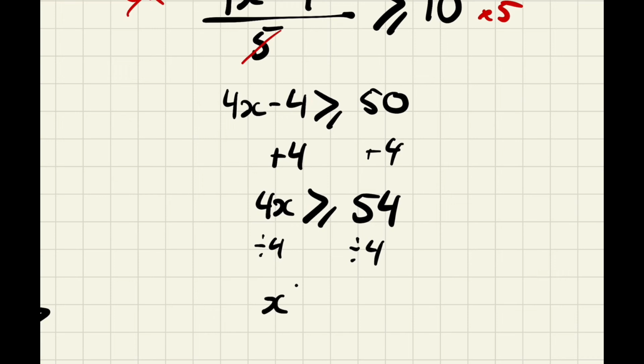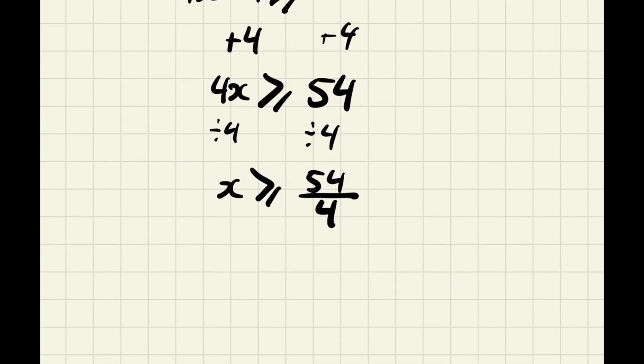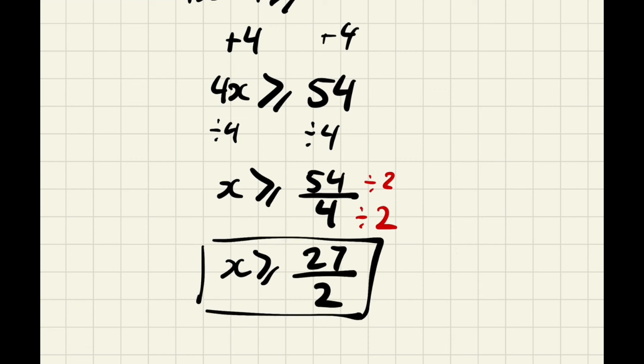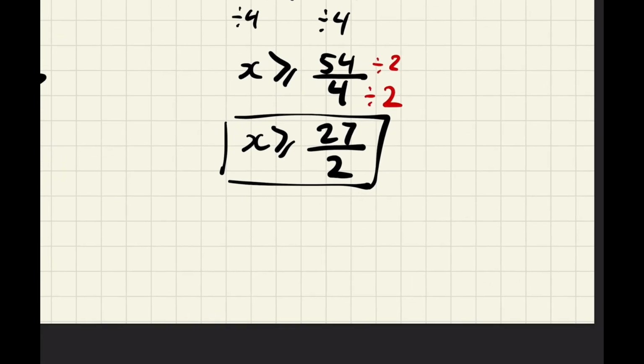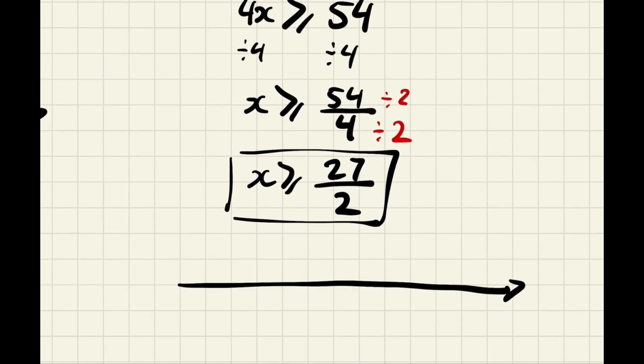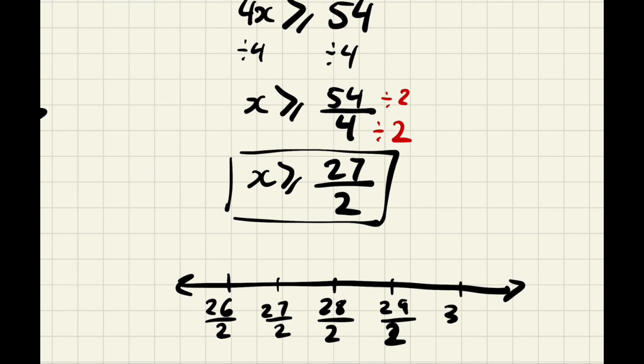So here we'll have x is greater than or equal to 54 on 4. This in turn is going to simplify down by dividing the top and the bottom by 2. This fraction will simplify down to 27 on 2, and that is going to be our final answer. Now, as far as representing fractions on the number line is concerned, it's exactly the same thing as a normal number. This time we might just decide to use fractions. So we might start with 26 on 2, 27 on 2, 28 on 2, or you can use decimals and a combination of whole numbers as well. 29 on 2 and then 30 on 2.